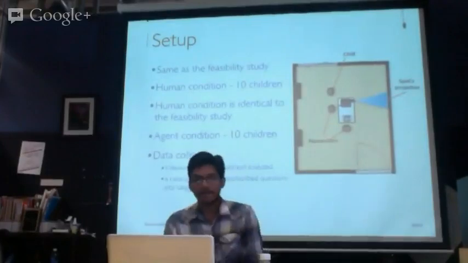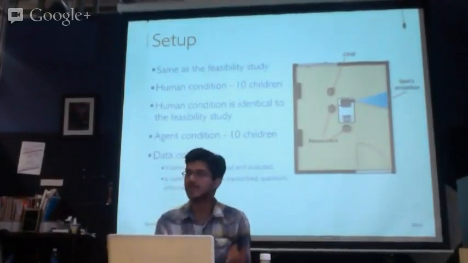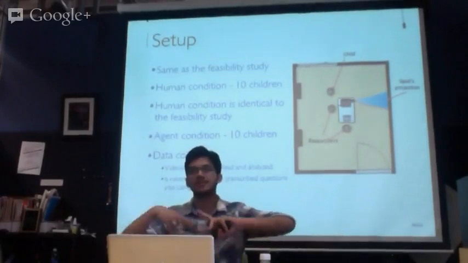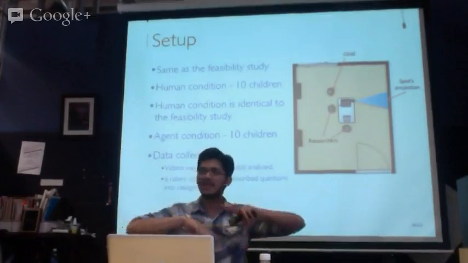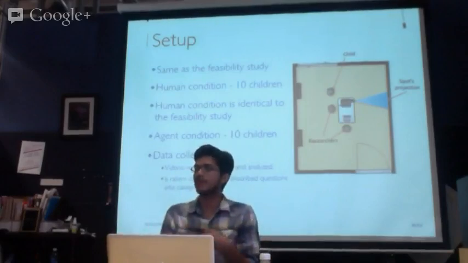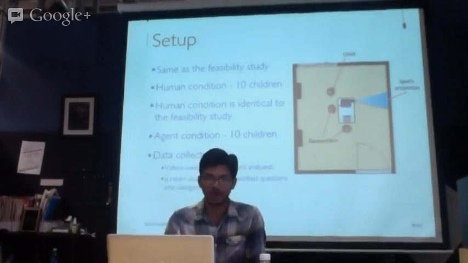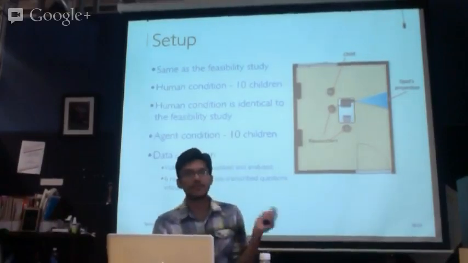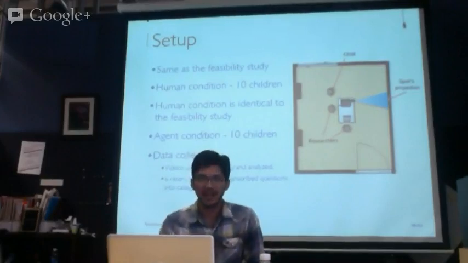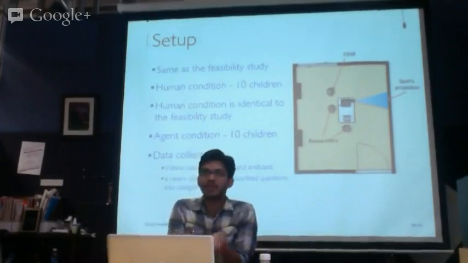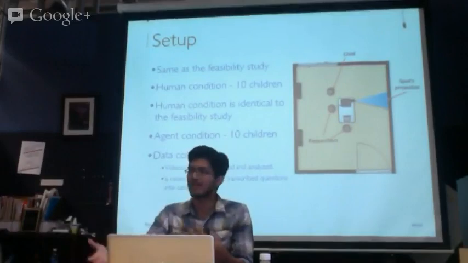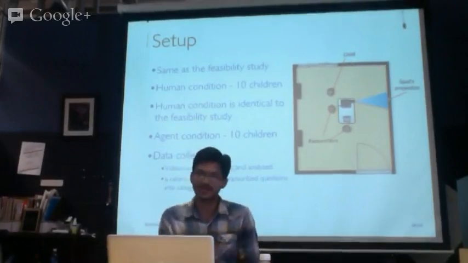So for the Wizard of Oz study, the setup was very similar to the feasibility study, except that we had two conditions now. There was a human condition where they would play the game with us, and then there was the agent condition where they would play the game with the wizard and Spot. So we would listen to whatever they were saying, and we would send in commands, responding to what they were saying. And of course the human condition was identical to the feasibility study because they were essentially playing the game with us. But the set of objects that they were trying to play with was different from the feasibility study because we wanted them to have a fresh new set of objects so that we can render the two cases comparable.